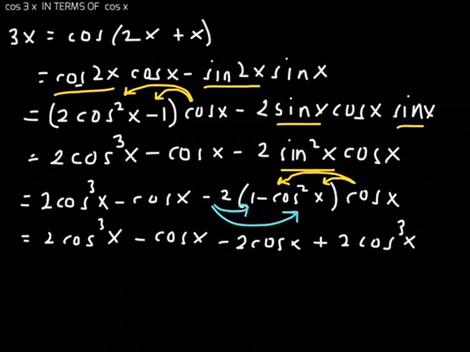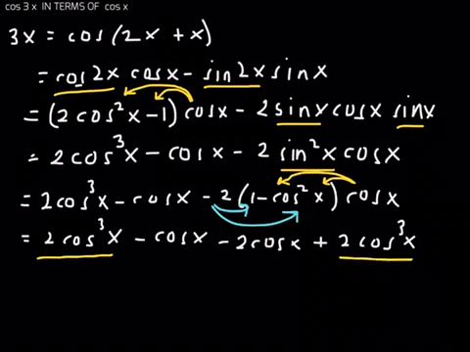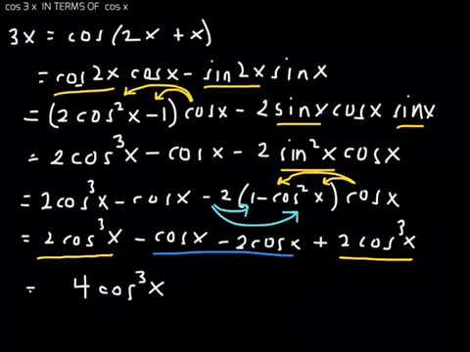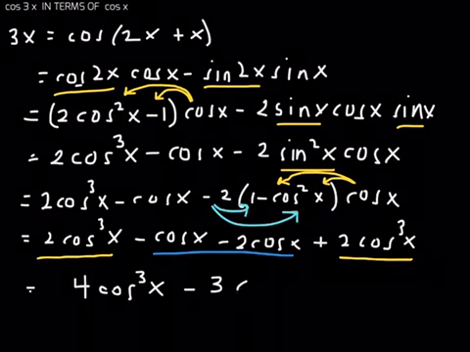Cool. Let's combine like terms. So you got 2 times cosine cubed of x out front, 2 times cosine cubed of x on the back end. So combining those two gives you 4 times cosine cubed of x. And then these two definitely combine as well. These two are like terms, so we can add those. And that gives us minus 3 times cosine of x.